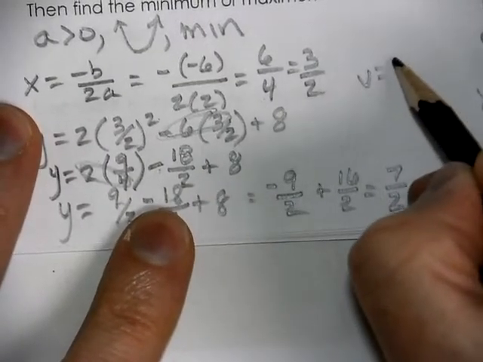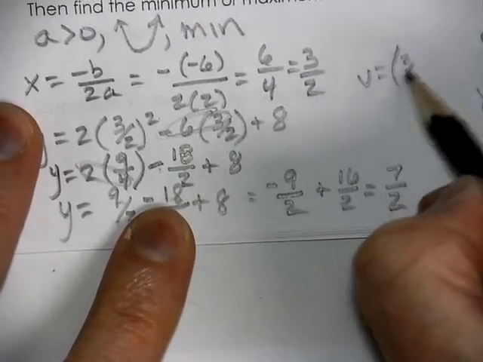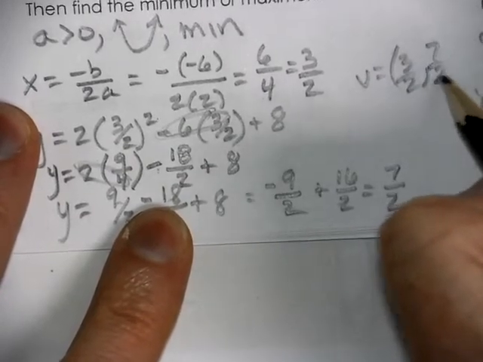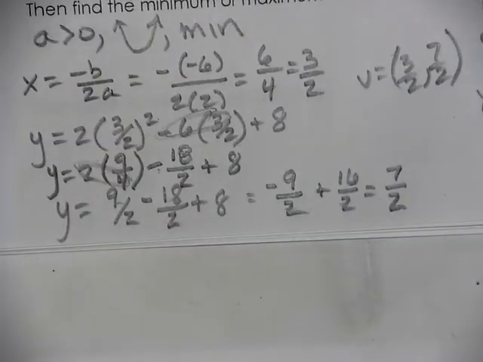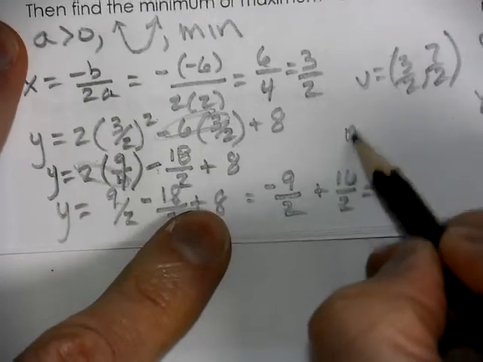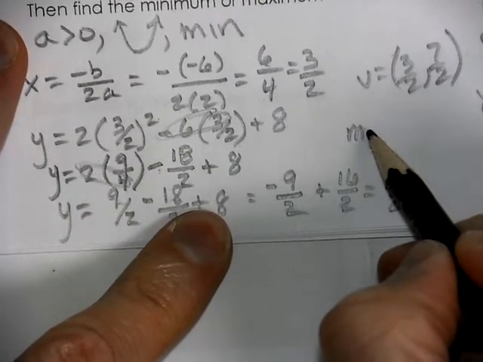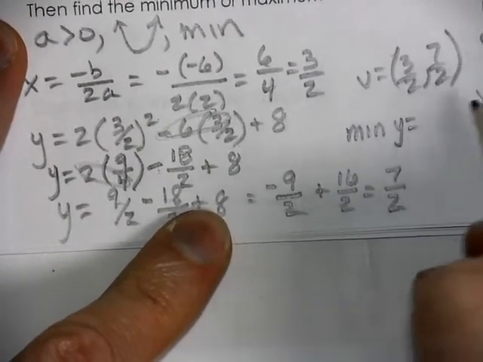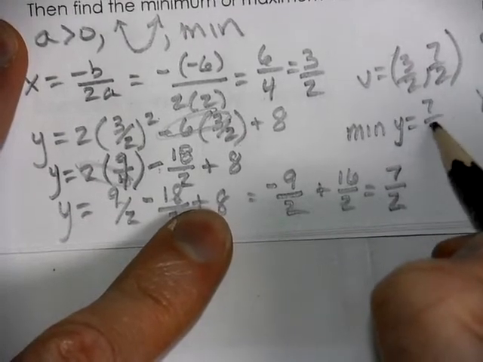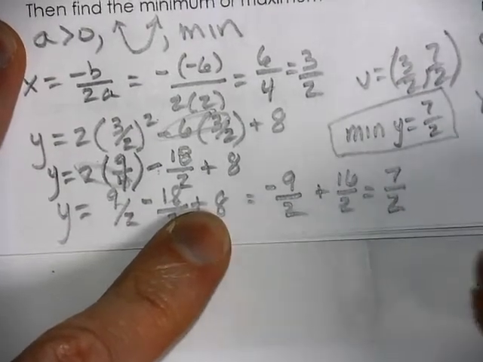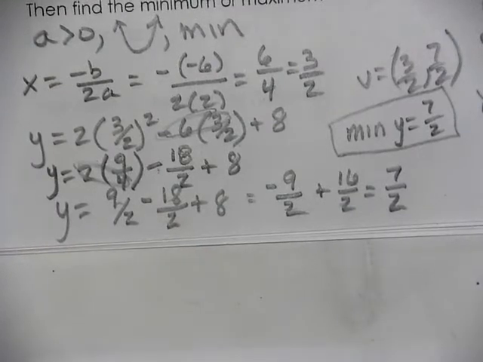My vertex is 3 over 2 and 7 over 2. 1.5 and 3.5 if you're a decimal one. So this has a minimum at y equals 7/2, or 3.5. That was a little trickier with all the fractions. We dealt with fractions in yesterday's lesson also.